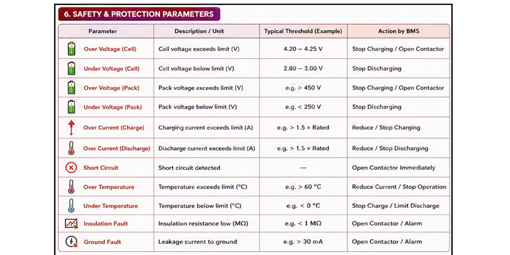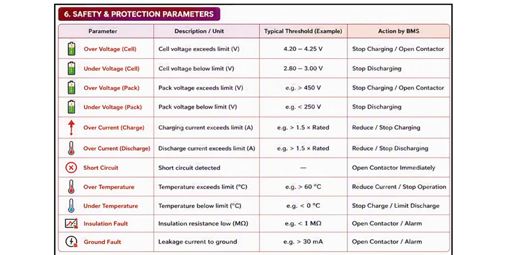The next one is safety and protection parameter, which includes over voltage of the cell. So if the cell voltage exceeds the prescribed limit, then it is considered to be over voltage. Similarly for under voltage, the value range is 2.8 to 3 volt. So if under voltage happens, the discharging process will be stopped. In case of over voltage, the charging process will be stopped.